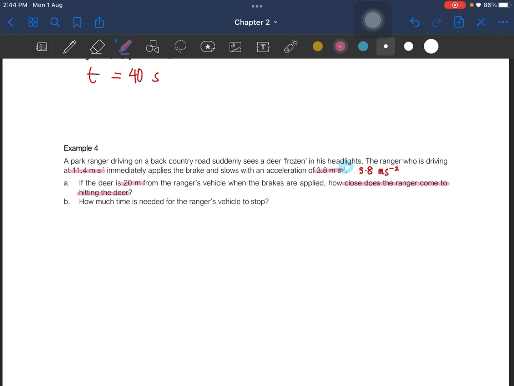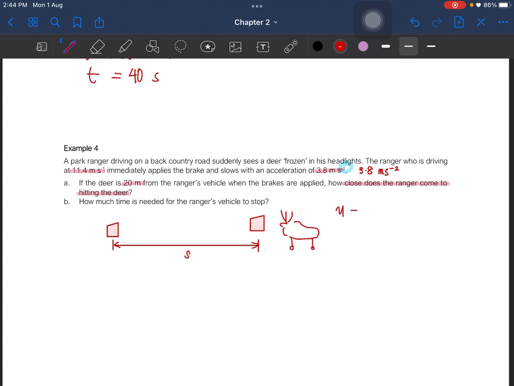Okay, so for this one, let me just draw. So this is the car, and then the distance, we have to find the distance where it stops just right before the deer. Okay, so this is the distance that we are looking for, and then we know that the initial velocity of the car is 11.4 meter per second. And then it tells us about the acceleration as well. Since it slows down, it is negative 3.8 meter per second squared. Okay, and how close does the ranger come to hitting the deer? So the final velocity at that point is equal to 0 lah. Okay, so from here we are looking for the distance.